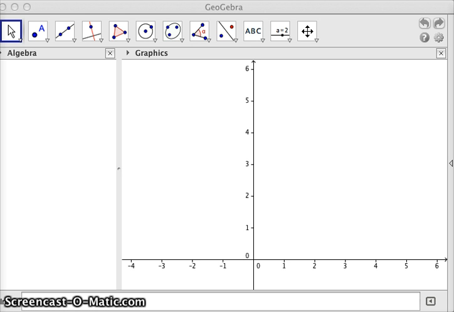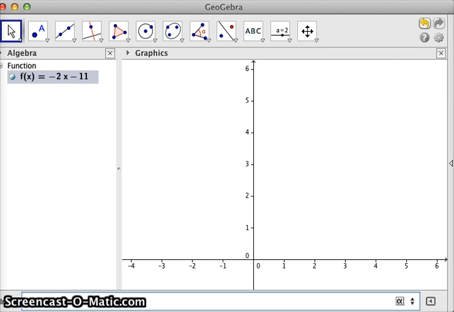Okay, so now the second part of this is to verify it graphically. I've opened up GeoGebra, and we'll go ahead and verify this by typing it into the input field at the bottom. The first one is f of x equals negative 2x minus 11. We'll plot that. It may or may not appear on our graph, but there it is.